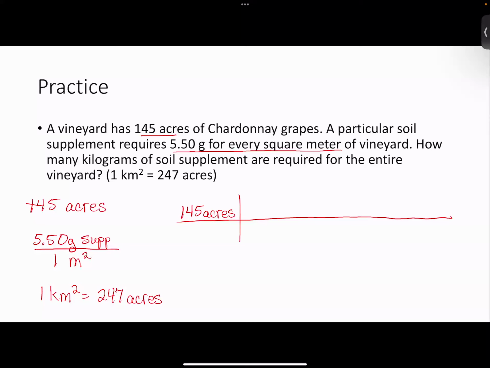My first conversion factor needs acres, and we have 247 acres is 1 kilometer squared. The acres went in the denominator because I needed to cancel. So far I used the starting quantity and one conversion factor. I need to use the next conversion factor, but in order to use that, I have to convert kilometers squared into meters squared.